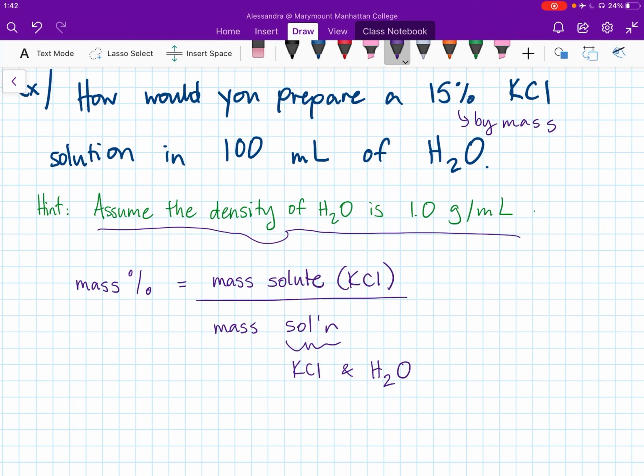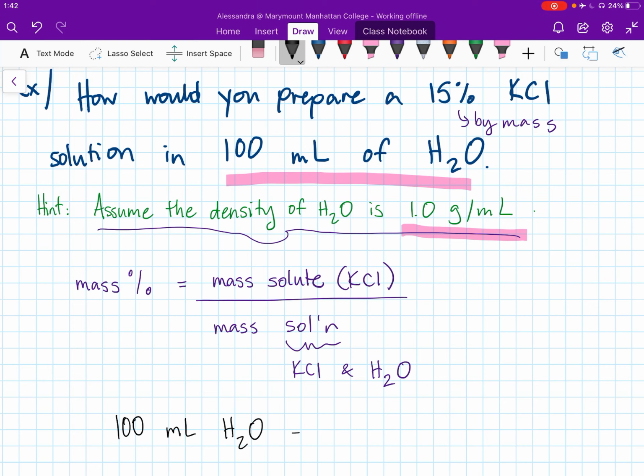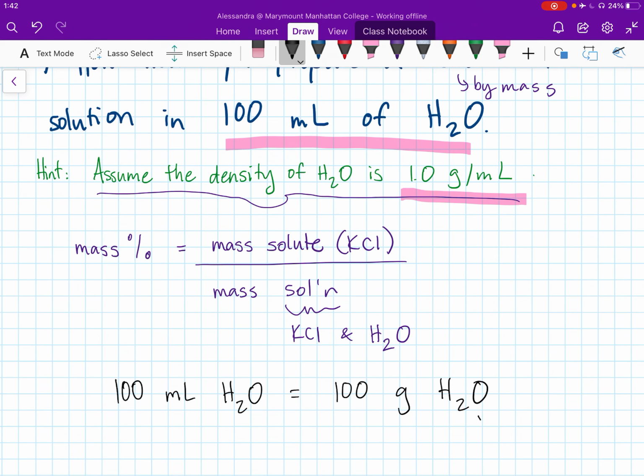So I need to figure out what the mass of each of these things is. Now, the problem told me that I want to prepare the solution in 100 milliliters of water. And I know that the density of water is about 1 gram per milliliter. So I can assume that 100 milliliters of water is going to be equal to 100 grams because of that density, 1 gram per milliliter. So that's going to help me with the denominator because water is the solvent. So I know the mass of the solvent.